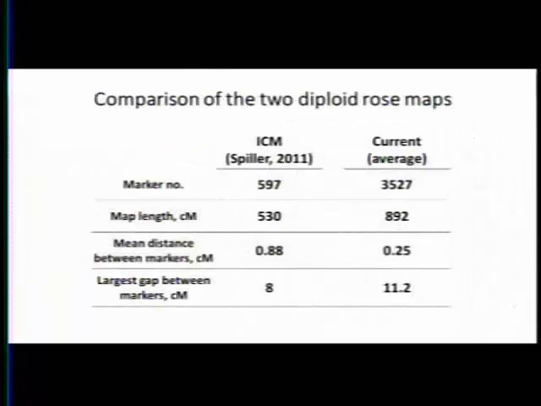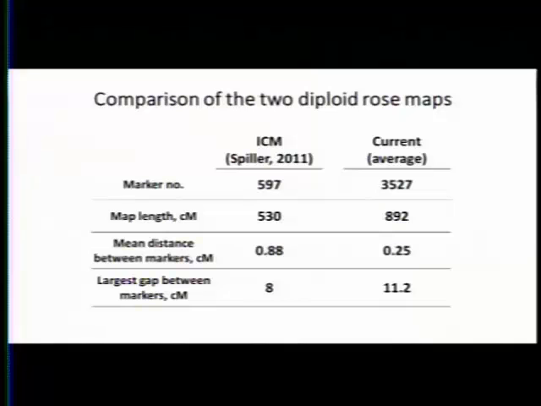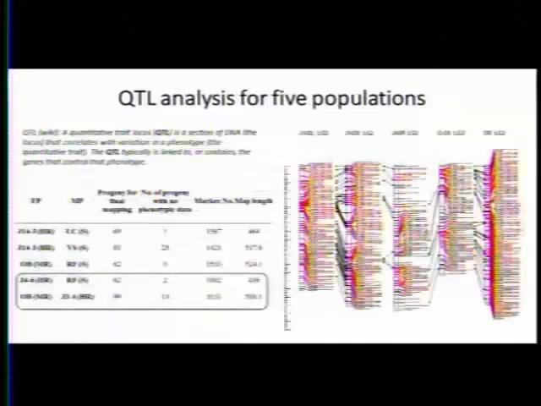And of course, we'd like to compare our consensus map with the previous one. We increased the marker number by almost 5 times. And we increased the map length because with so many markers, we have a better coverage of the genome. Also, we decreased the mean distance between markers. It's a high-density marker map. However, we weren't able to improve the largest gap between markers. So it might be the rose genome's own issue, or it's the centromeric region.